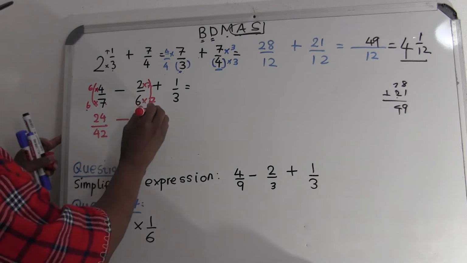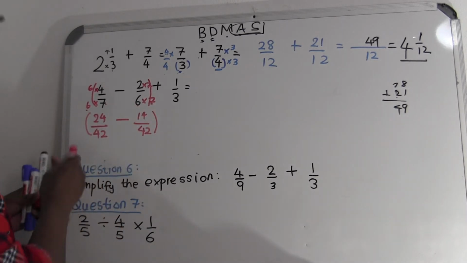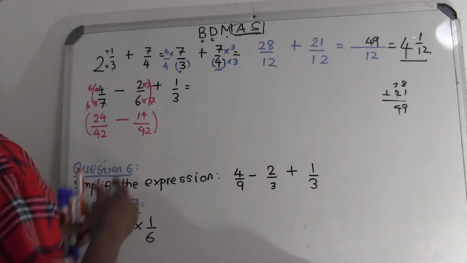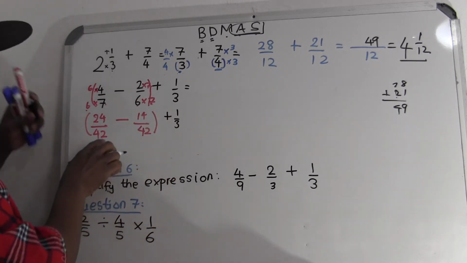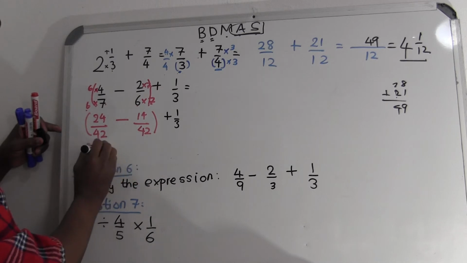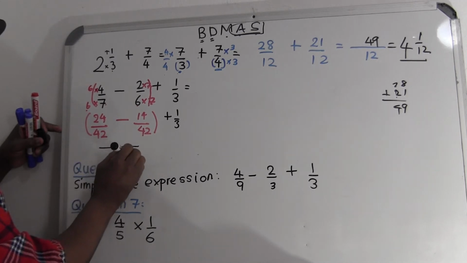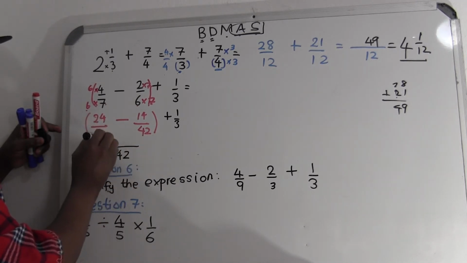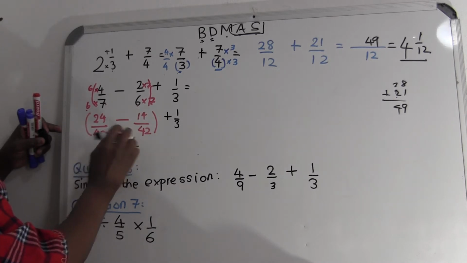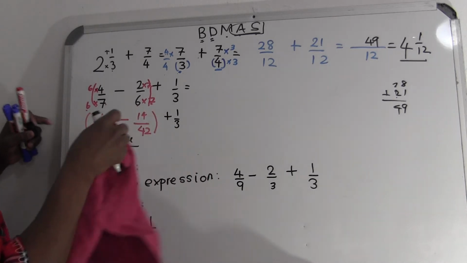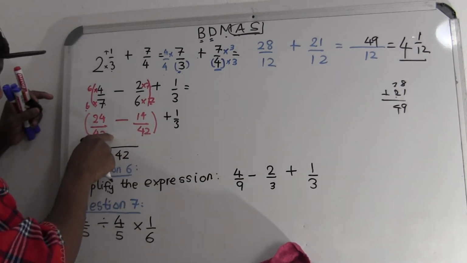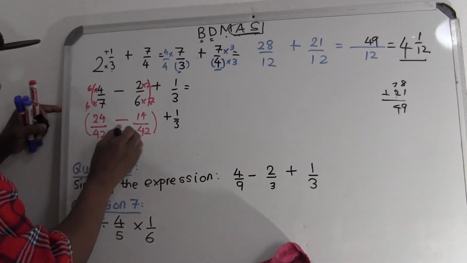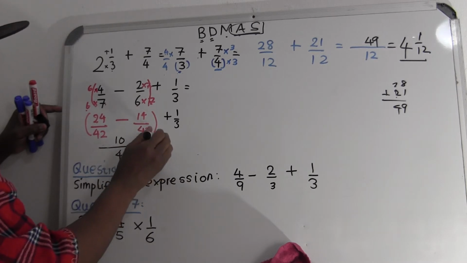Here I didn't do anything. Now what is the denominator? You see the denominators are the same. So I'm only going to take one denominator. Now I go here. This is 24 minus 14. So 24 minus 14 equals 10. So here I can just write 10. You only subtract when denominators are the same. So here I'm going to get 10 over 42 and then plus 1/3.